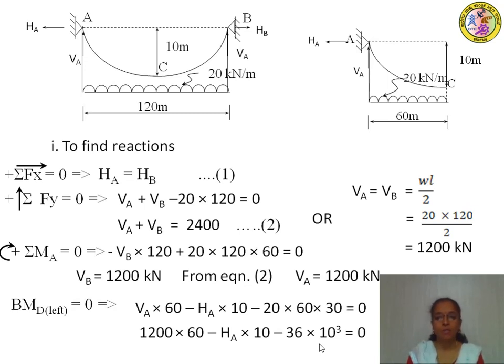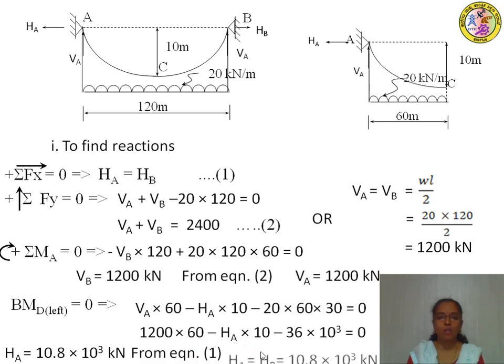36 into 10 power 3. So if you simplify it, HA will be equal to 10.8 into 10 power 3 kilonewton. So from equation 1 we have HB is also equal to HA, so HB is equal to 10.8 into 10 power 3 kilonewton. Okay, so that is the calculation of reactive components.